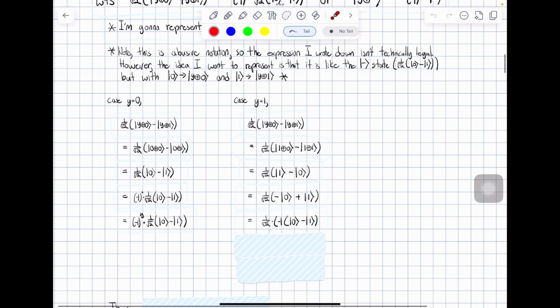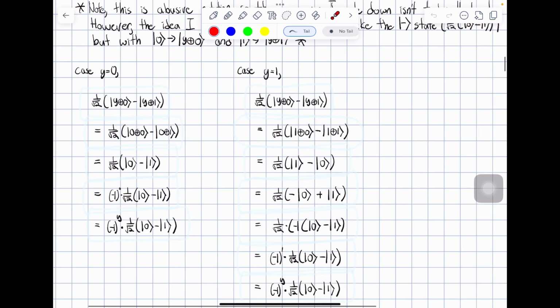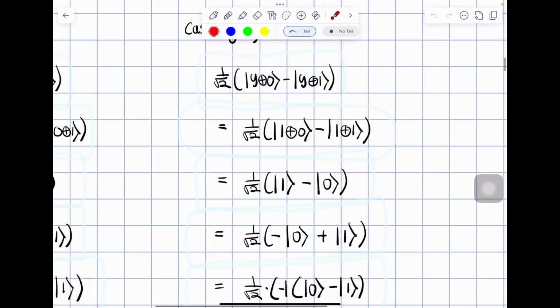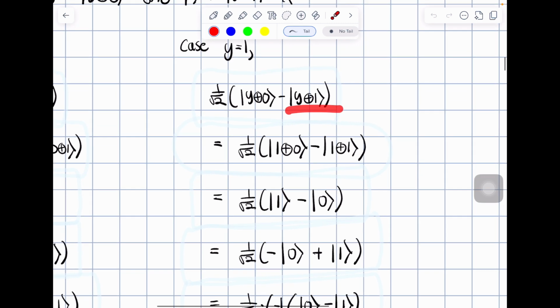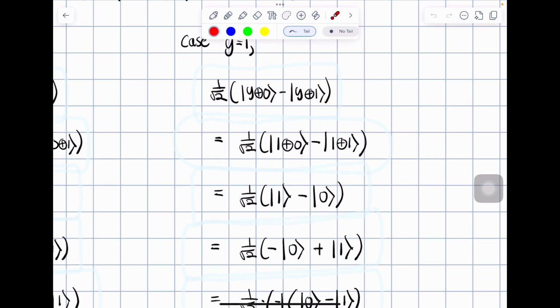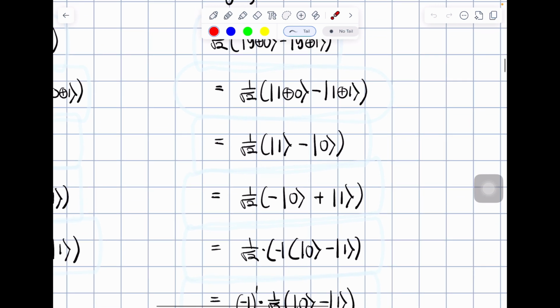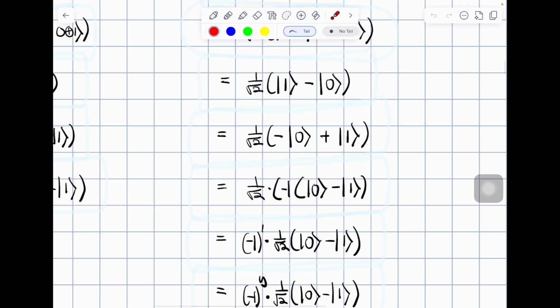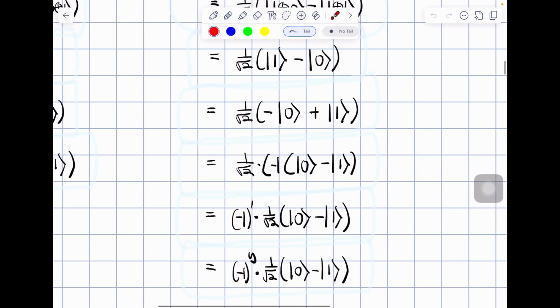We'll basically conduct the same process for the case that y equals 1. Once again, we start off with 1 over square root 2 times y XOR 0 minus y XOR 1. Once again, we plug in 1 for y, and we get 1 over square root 2 times 1 XOR 0 minus 1 XOR 1. Conduct the XOR operation inside. 1 XOR 0 is equal to 1. 1 XOR 1 equals 0. And we have this expression here, 1 over square root 2, 1 minus 0.